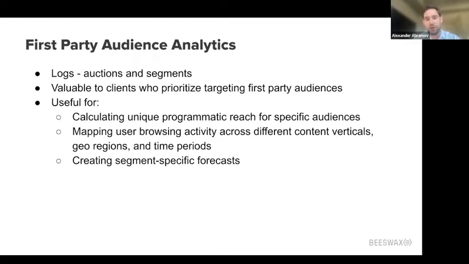You can use the combination of the aforementioned logs to map user browsing activity across different content verticals, geo regions, and time periods, i.e., if it's important for you to understand how to optimize your line item targeting in order to maximize the reach against a specific segment, you can do so by analyzing the auction and segment logs. And finally, last but not least, you can create segment-specific forecasts, for example, you can set up a time series forecast that showcases when an audience from a given segment is live and active. So that's use case number one.